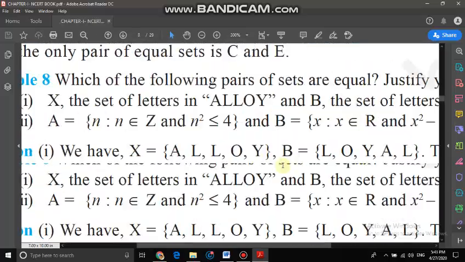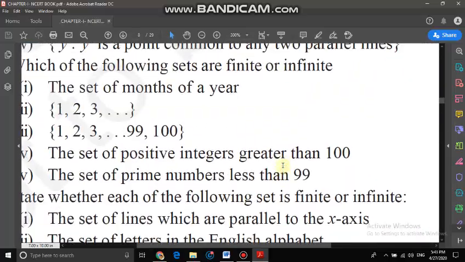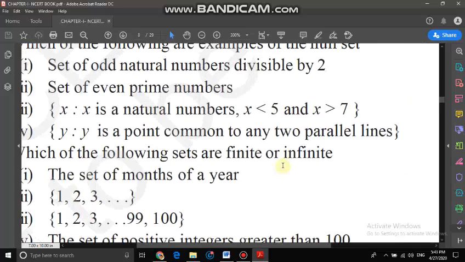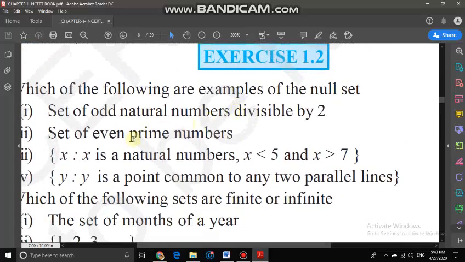Like that, if you go to the exercises, there are a lot where you have to decide whether it is finite or not. For example, x is a natural number, x is less than 5 and x is greater than 7. Less than 5: 1, 2, 3, 4; greater than 7, there are infinite. So this is not an example of an empty set. This is not an empty set, right?